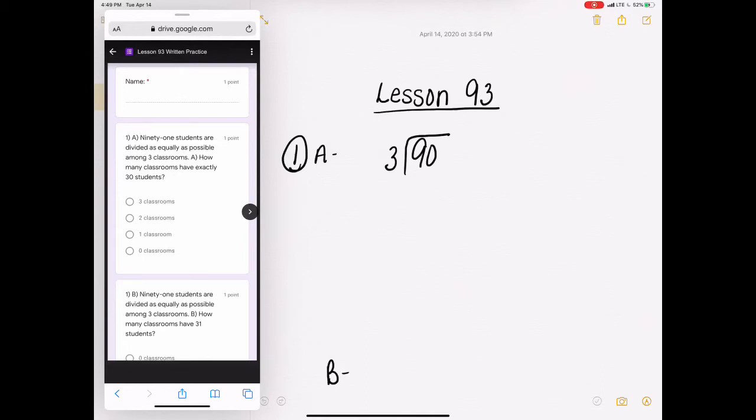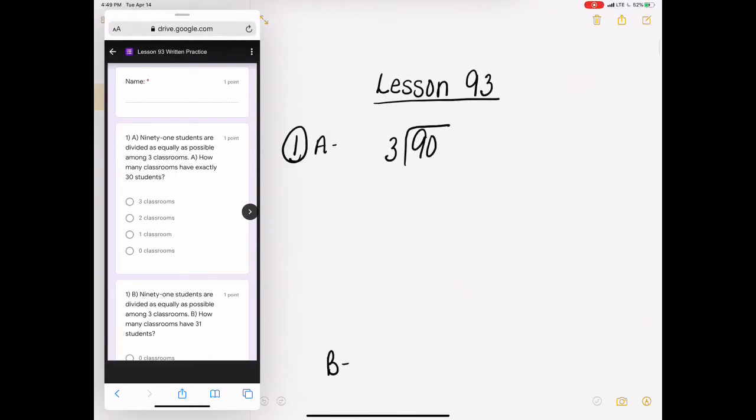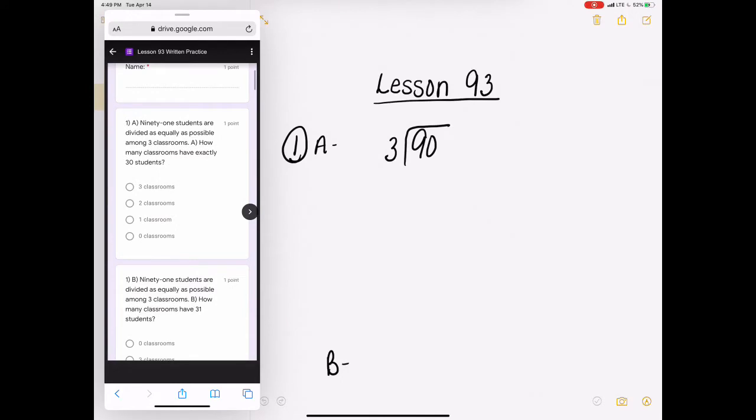Alright, today's lesson is lesson 93. Number 1, 91 students are divided as equally as possible among 3 classrooms. And I've already made a mistake.